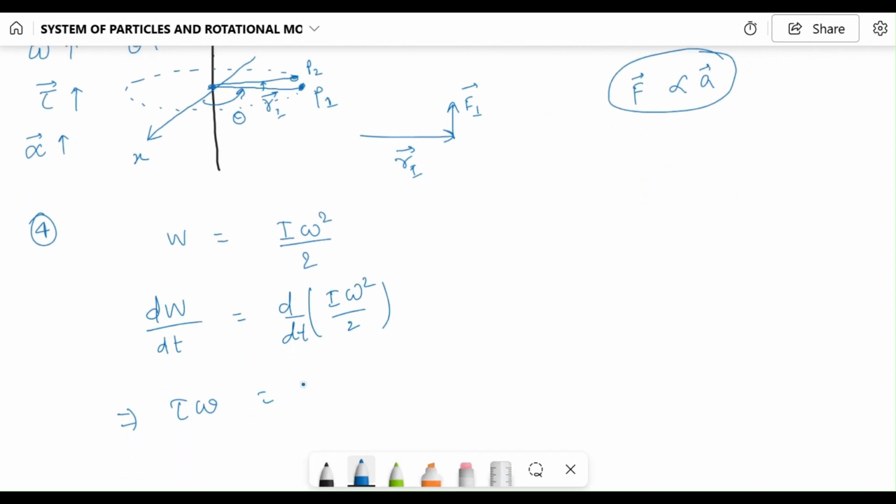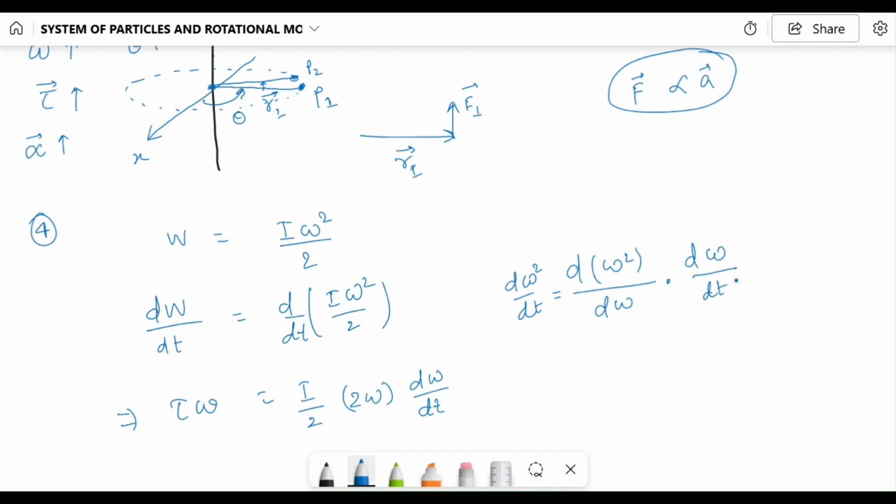We can write it as I, the moment of inertia, and moment of inertia is independent of time. So this will be I divided by 2, and then we have to obtain this one, which will be 2 omega times d omega by dt. And how can I do that? Omega square is a function of omega, so we can use the chain rule. d omega square by dt can be written as d omega square by d omega, and then d omega by dt. So this will be 2 omega and then this term.